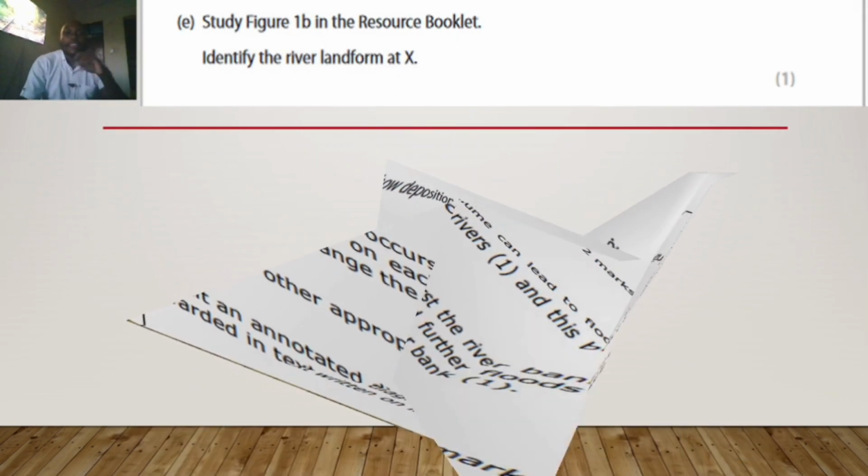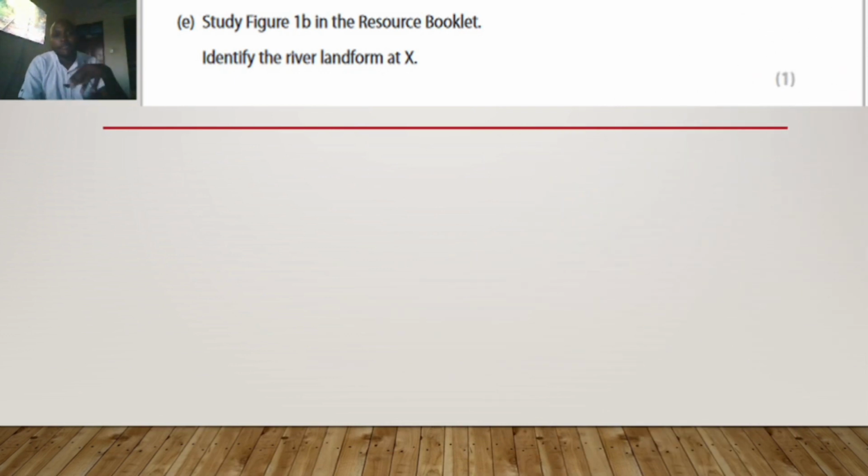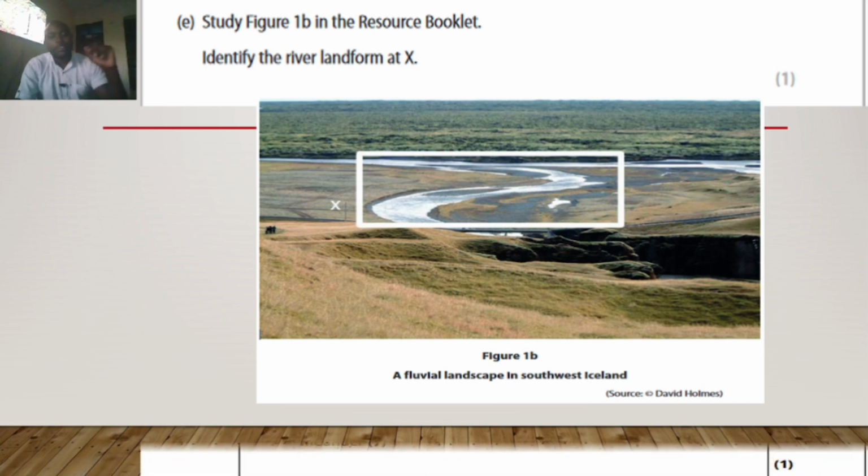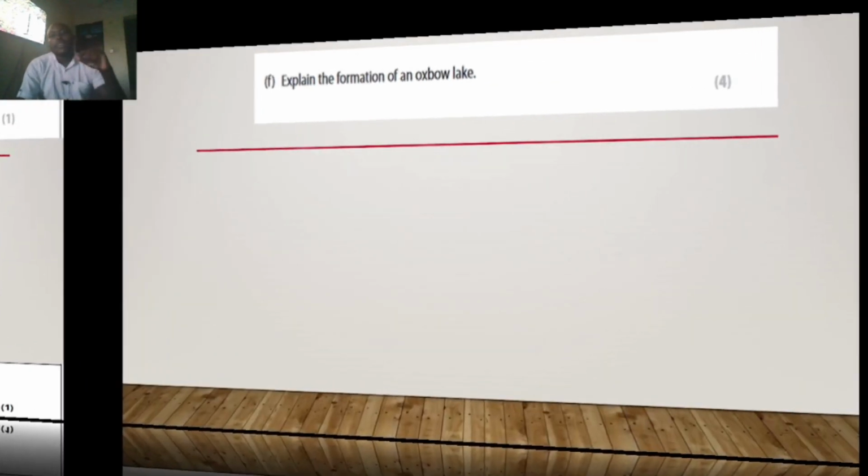Right, and then study figure 1b in the resource booklet. Identify the river landform marked X. Look at that. What is that river landform marked X? Bravo, if you got it right, that is a meander. All right, then we will go to the next one.